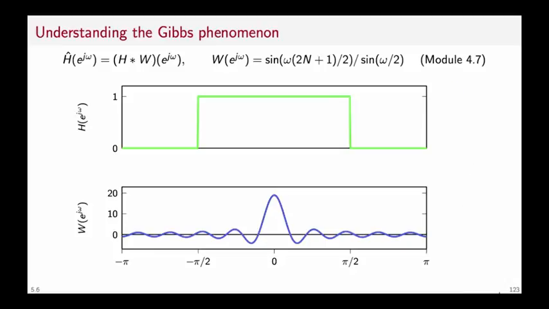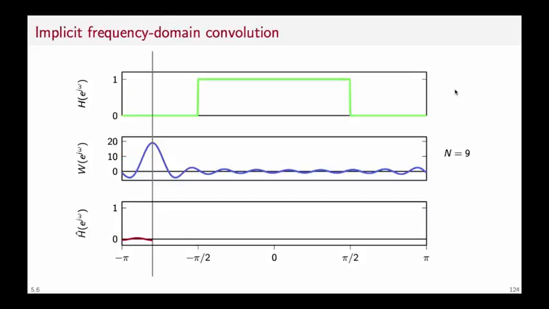The Fourier transform of the indicator function we have seen many times before. We have computed it for the first time in module 4.7, and it is actually the Fourier transform of a zero-centered moving average filter. So its formula is here, and it's sine of omega (2n plus 1) over 2 divided by sine of omega over 2. So here we're going to try and compute the convolution between the Fourier transforms in a graphical way.